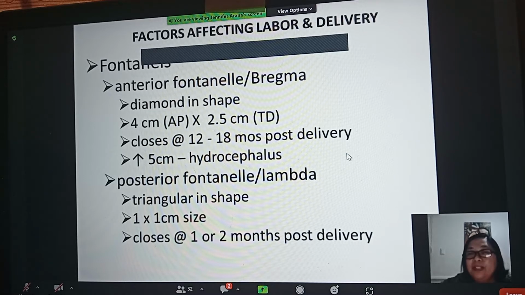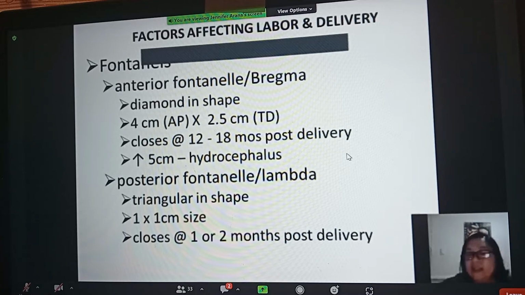The anterior-posterior diameter is around 4 centimeters, while the transverse diameter is around 2.5 centimeters. This fontanelle closes at 12 to 18 months post-delivery or after delivery. Okay, if the anterior-posterior diameter reaches more than 5 centimeters, then it may mean that the child may have hydrocephalus.